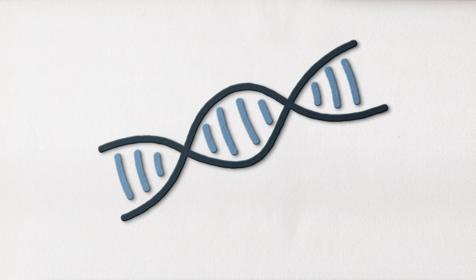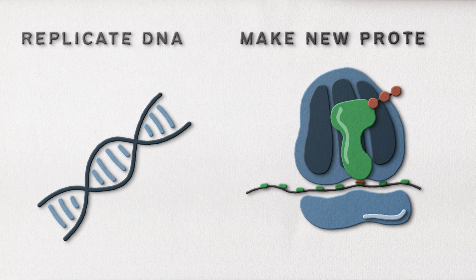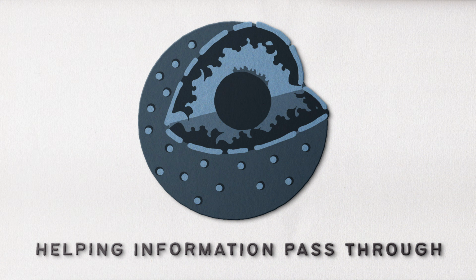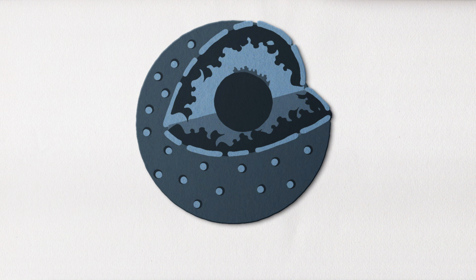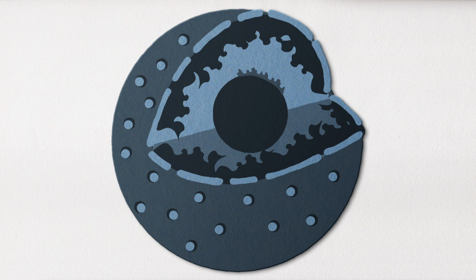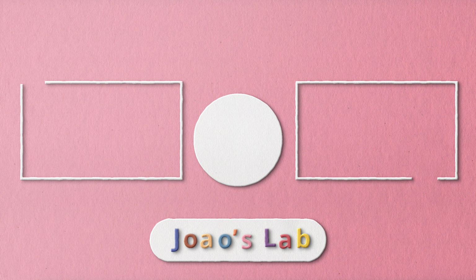Whether it's providing code for our bodies to replicate DNA or make new proteins, or it's simply helping the necessary coding information pass through to be read by the nucleus, the various functions of this organelle are something we literally could not live without. Now, speaking of organelles, click on the next video to learn about another important organelle closely related to the nucleus, the endoplasmic reticulum.